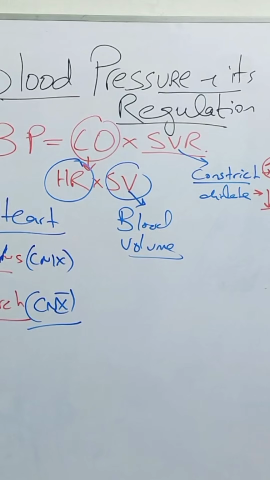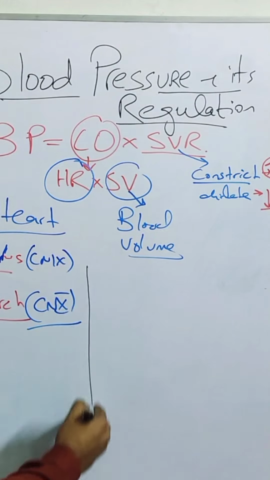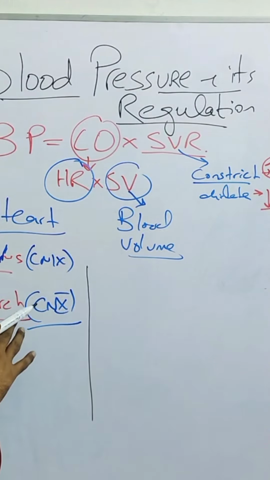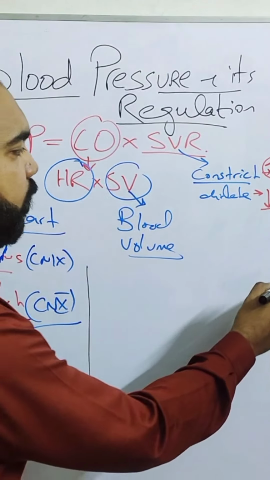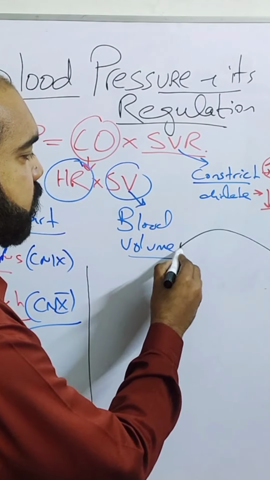So this was about the baroreceptors. Now the second one, so here this is short-term regulation, seconds to minutes. Now we would have maybe minutes to hours, and in here RAS. So RAS system is important.